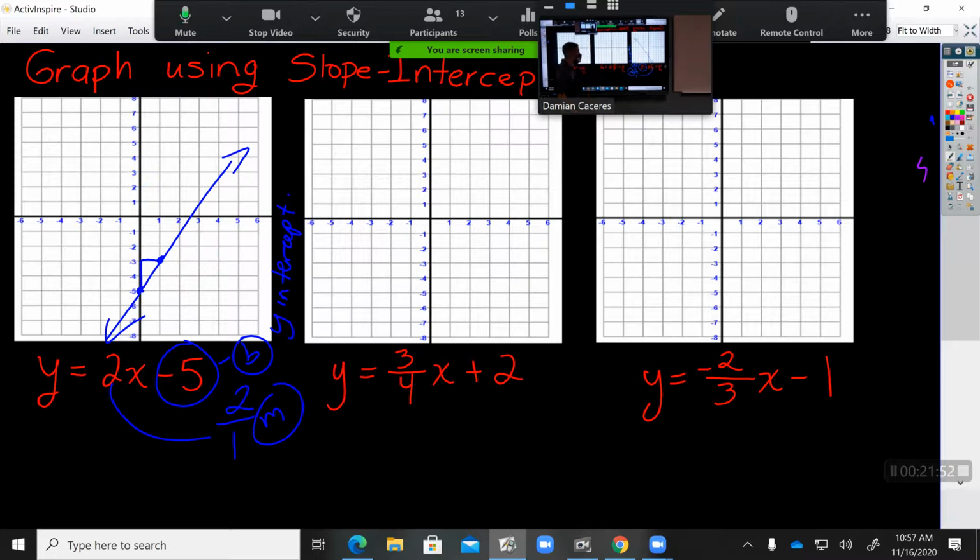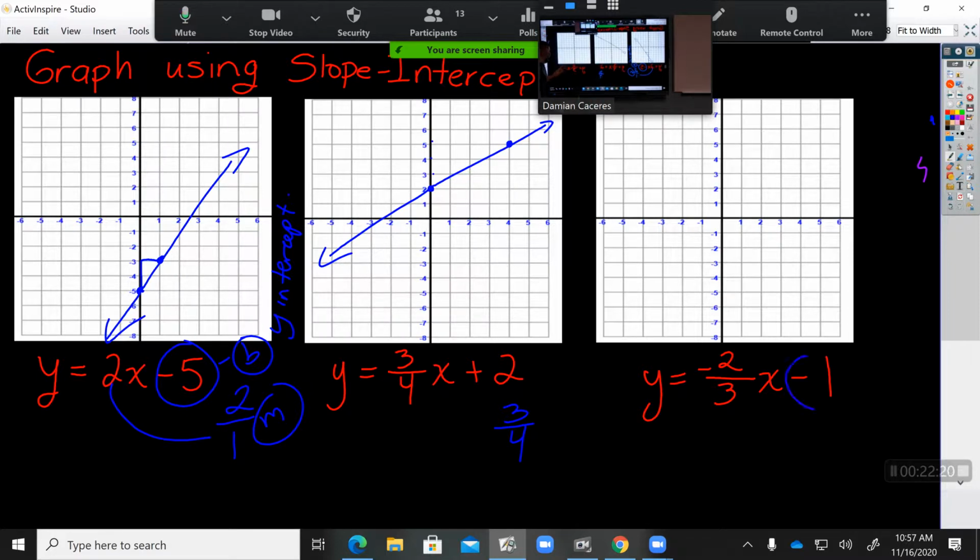So on the y-axis, for number 2, what dot am I going to mark first? 2. So we go to +2, and now my slope is 3 over 4, which would mean up 3 boxes and right 4. Once I have 2 dots, I can draw my line. So far so good on those?